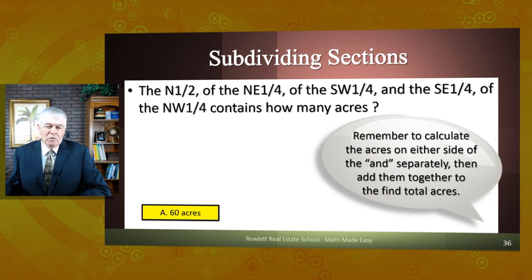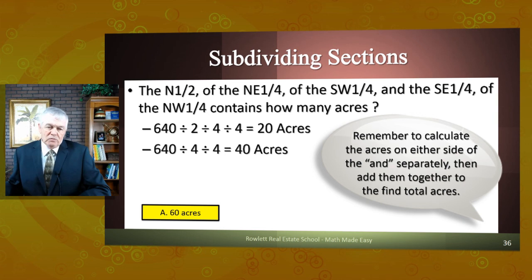All right, you should come up with 60 acres. So 640 divided by 2 divided by 4 divided by 4 equals 20 acres. 640 divided by 4 divided by 4 equals 40 acres. And you add the two together and you come up with a total of 60 acres.